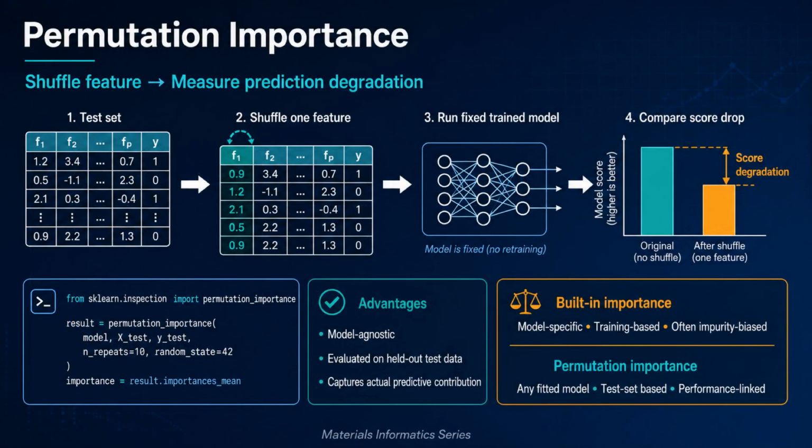Permutation importance is another interpretation method. Shuffle a feature's values and measure how much prediction quality degrades. Large degradation means high importance. Use sklearn's permutation_importance function. Unlike built-in importance, it's model agnostic and evaluated on test data. It accounts for feature correlations better than mean decrease in impurity.